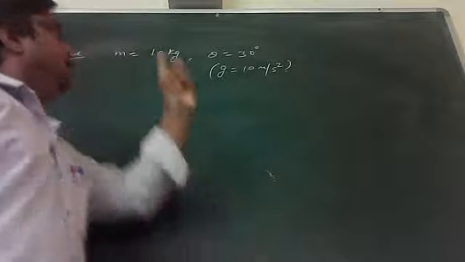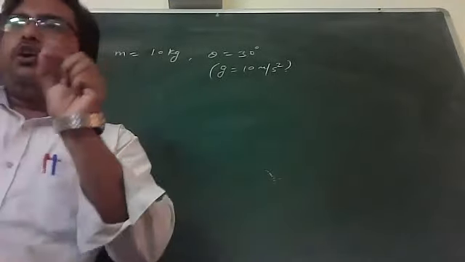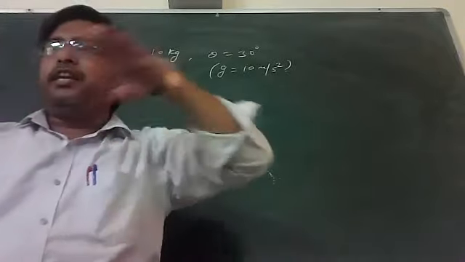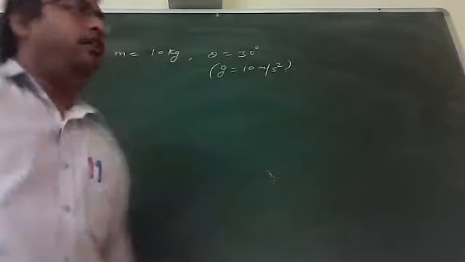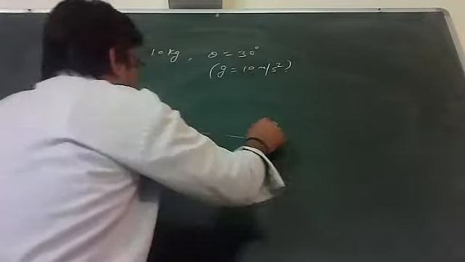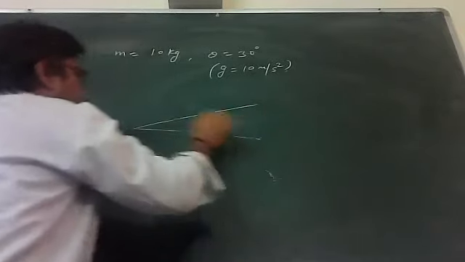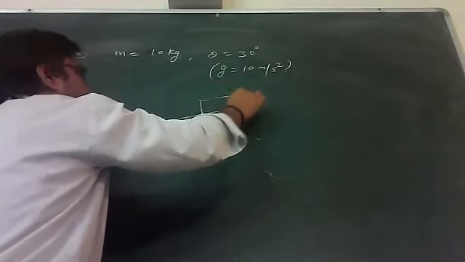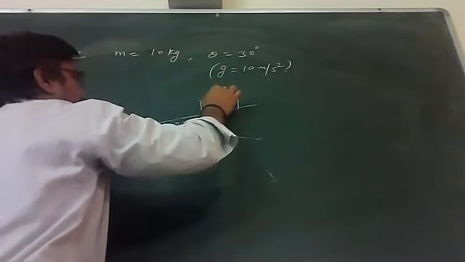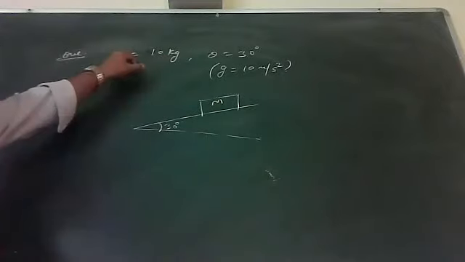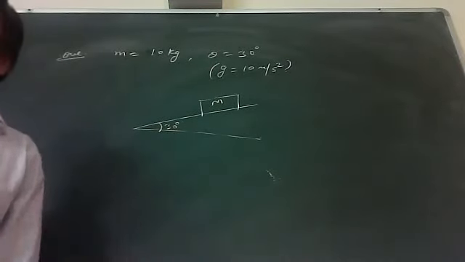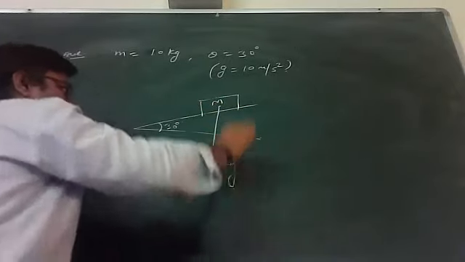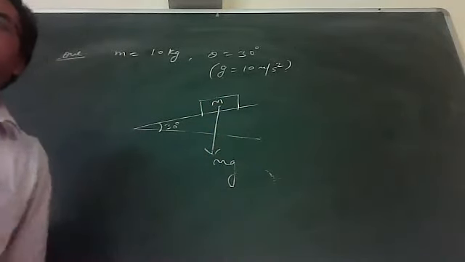Now see, how will you solve this question? The question says the object has mass 10 kg. It is placed on a plane which is inclined at an angle of 30 degrees from the horizontal. That means this should be my sketch. This is the horizontal plane, this is the 30 degree angle, and the object is placed here with mass m, which is 10 kg. Now how will the weight force work? Weight force always works vertically downward.